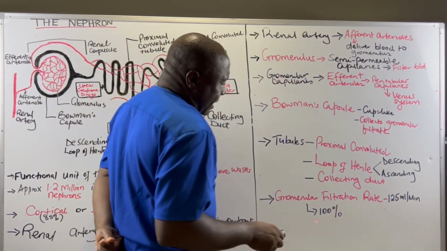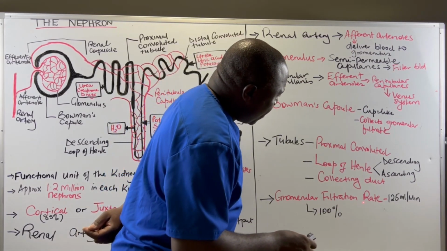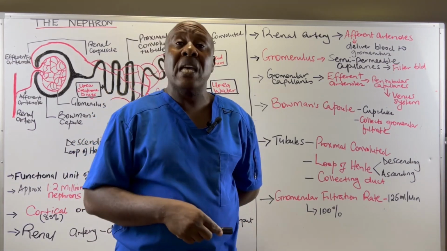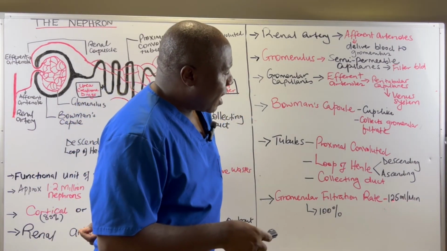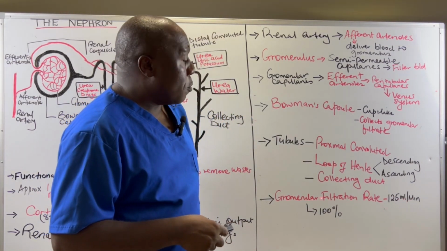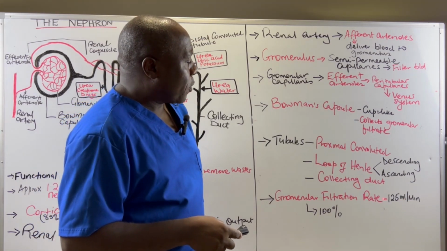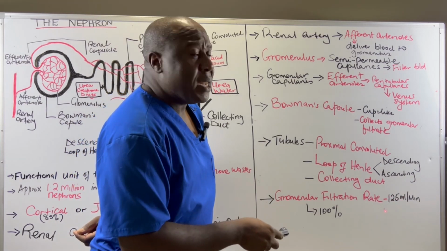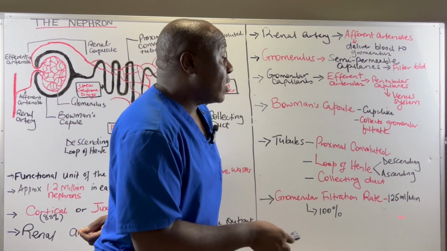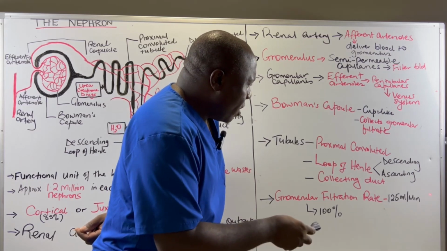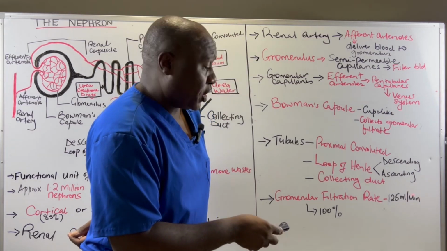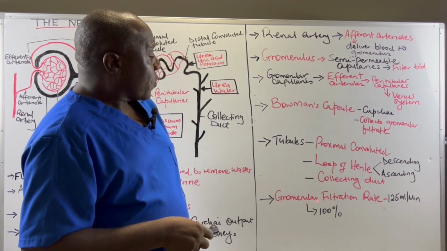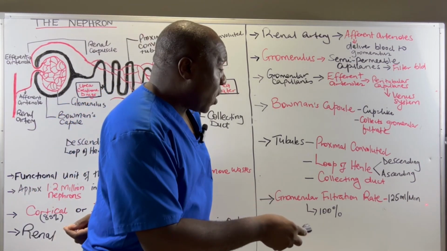Now, we have a term referred to as the glomerular filtration rate. This is the rate at which the glomerulus is able to filter blood. And the normal filtration rate is approximately 125 milliliters of urine per minute. That's what the glomerulus can actually filter. And when you have this rate of filtration, then we have 100% filtration. So this is what we achieve. This is what we aim for our kidneys to do.